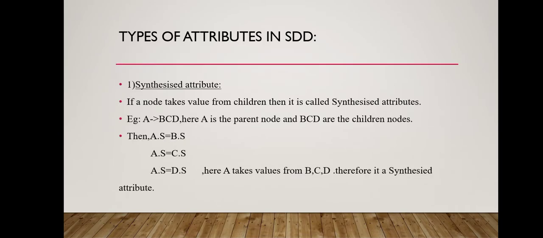Our next topic is types of attributes in STD. We have already discussed what attributes are and what they can be, like strings, numbers, data types, etc. An attribute may be a string, data type, numbers, etc. And there are basically two types of attributes, which are synthesized attribute and inherited attribute. The first one is synthesized attribute.